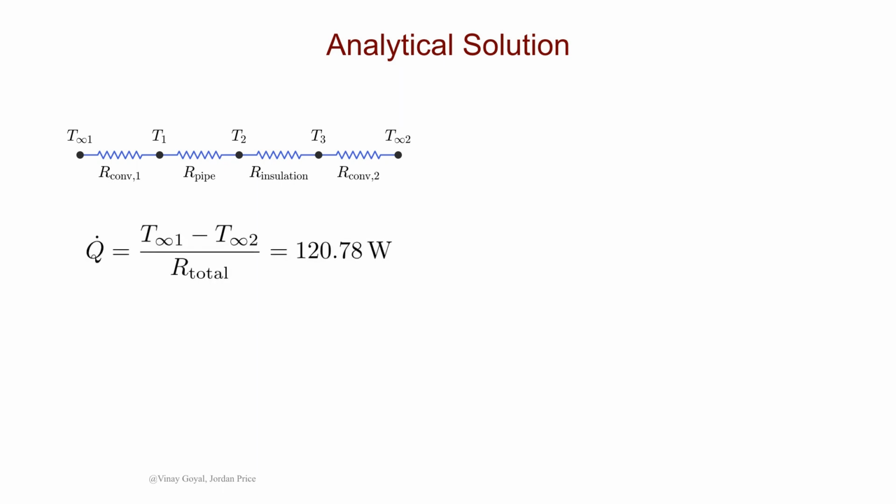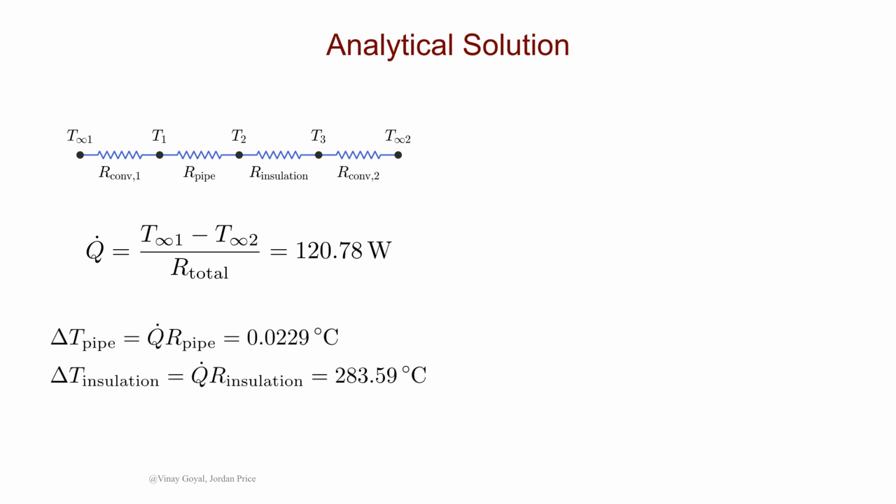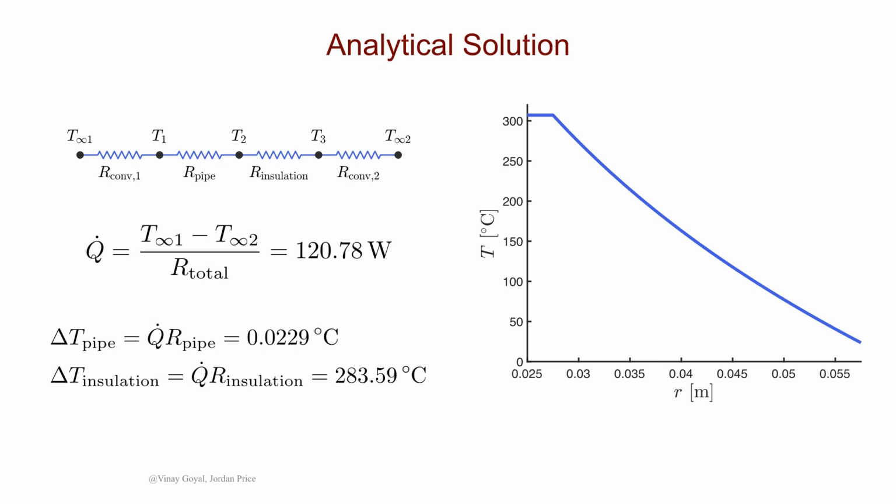Computing the temperature drops across both the pipe and insulation gives 0.0229 degrees Celsius for the pipe and 283.59 degrees Celsius for the insulation. And we can also plot the temperature as a function of radius for comparison with Abaqus later on.